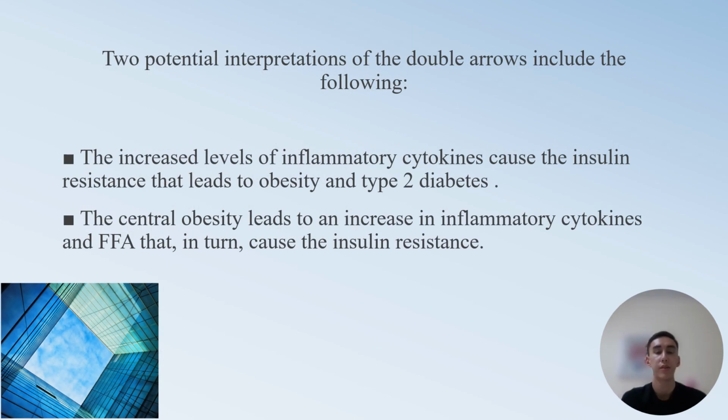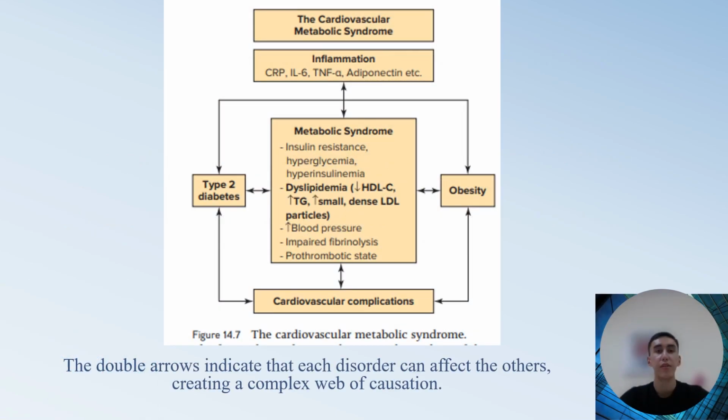Two potential interpretations of the double arrows include the following. The increased levels of inflammatory cytokines cause the insulin resistance that leads to the obesity and type 2 diabetes. The central obesity leads to an increase in inflammatory cytokines and FFA that, in turn, cause the insulin resistance. The other theory is that an elevated level of oxidative stress causes metabolic syndrome.